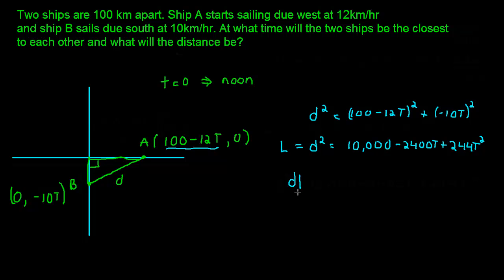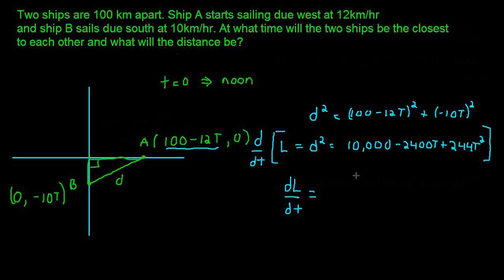That's not what I wanted to do. I want to differentiate. Let me put some brackets around here, this entire thing with respect to t. Okay, so we're making the substitution of L in for d squared, so we really have L equals all of this. Okay, so what's the derivative of L with respect to t? Well, it's just dL/dt.